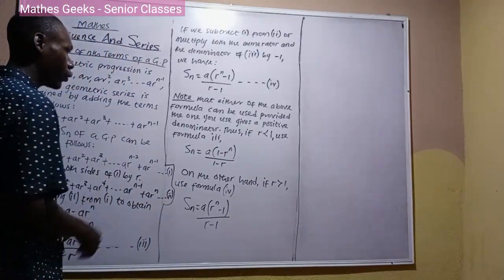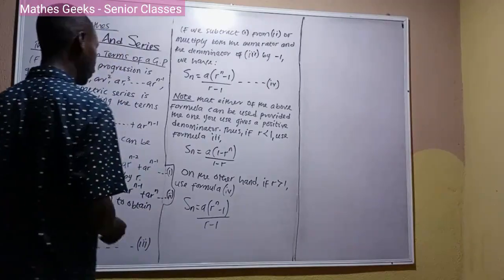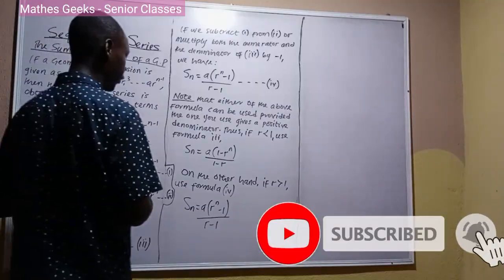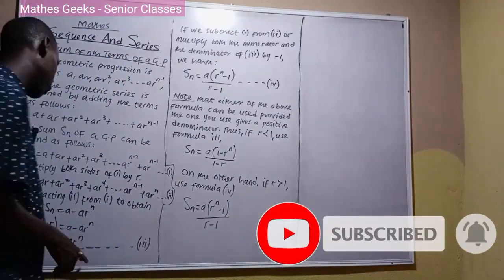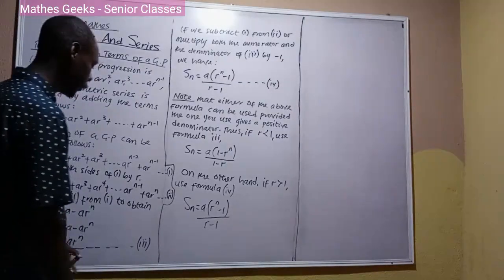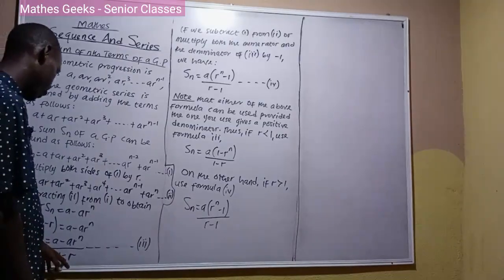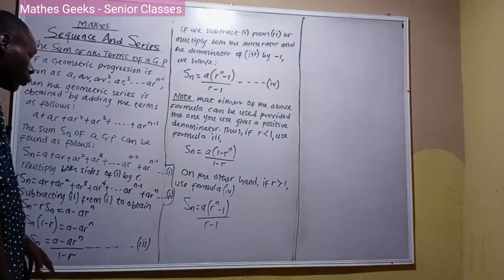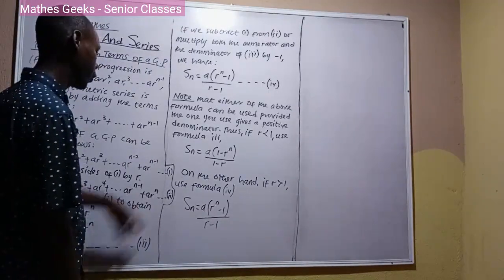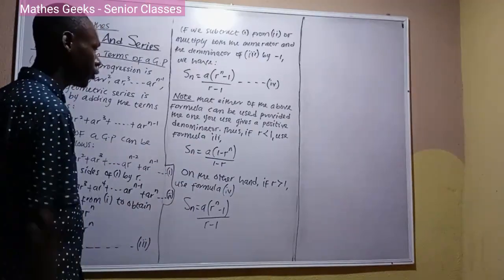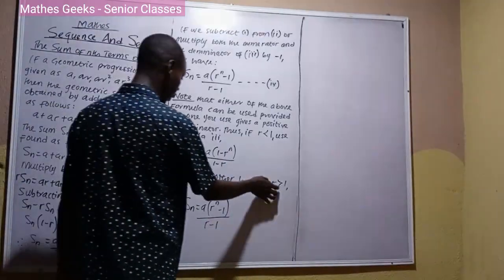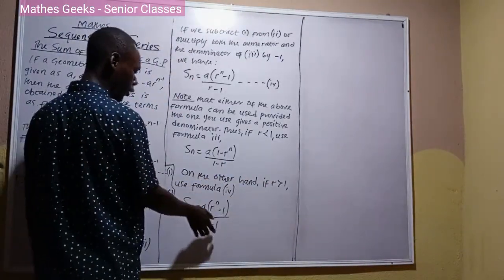Thus, if r is less than 1, maybe 1/2 or 1/3, use formula 3. When r is less than 1, use this formula because you want to have a positive denominator, not a negative denominator. If r is greater than 1 and you use this formula, you're going to have a negative denominator, which is not supposed to be. So in that case, you are going to use this other formula. But on the other hand, if r is greater than 1, then use formula 4, which is this formula.